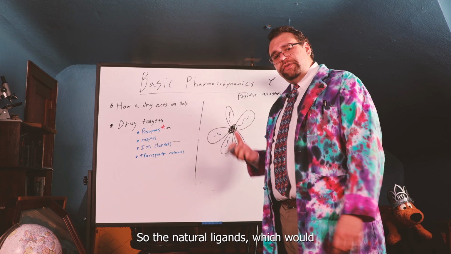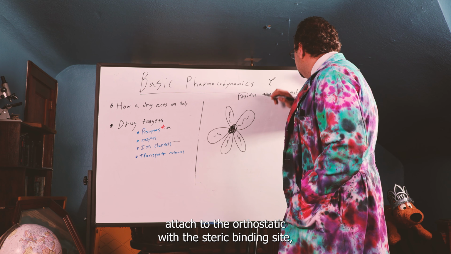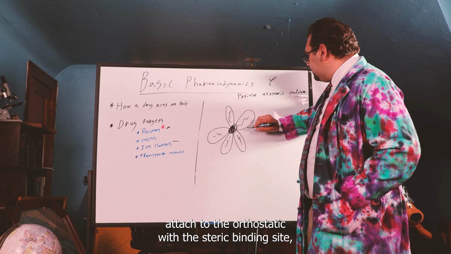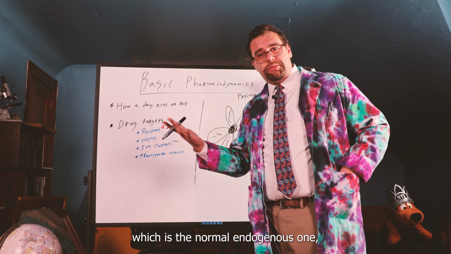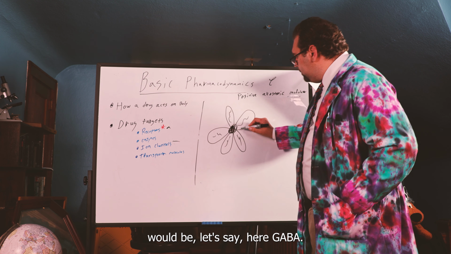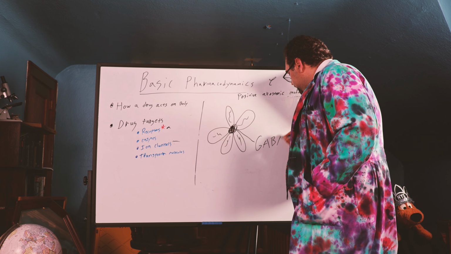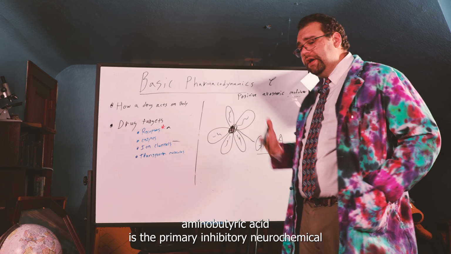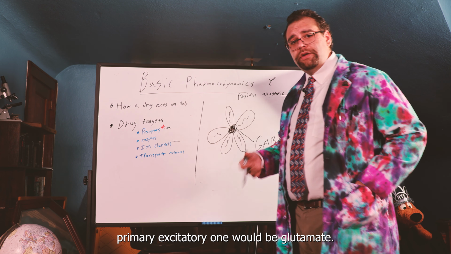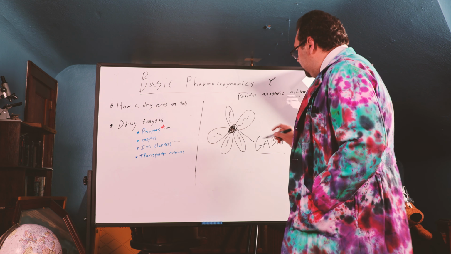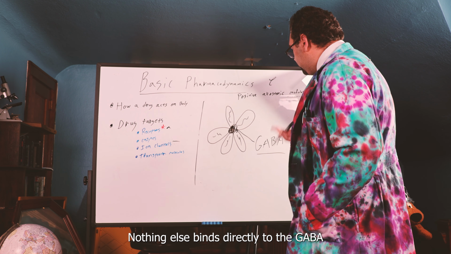So, the natural ligand, which would attach to the orthosteric binding site, which is the normal endogenous one, would be, let's say here, GABA. That's gamma-aminobutyric acid, the primary inhibitory neurochemical. The primary excitatory one would be glutamate. Now this has a specific binding site, GABA. Nothing else binds directly to the GABA site.